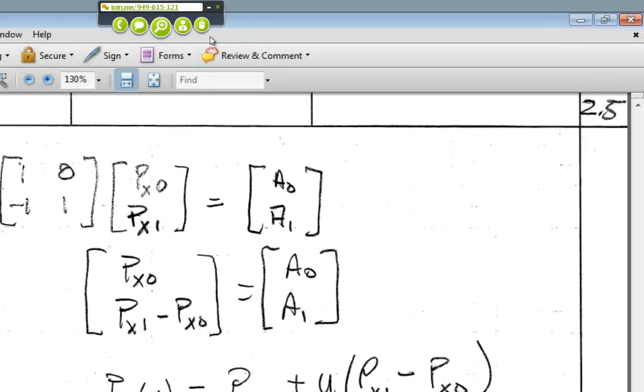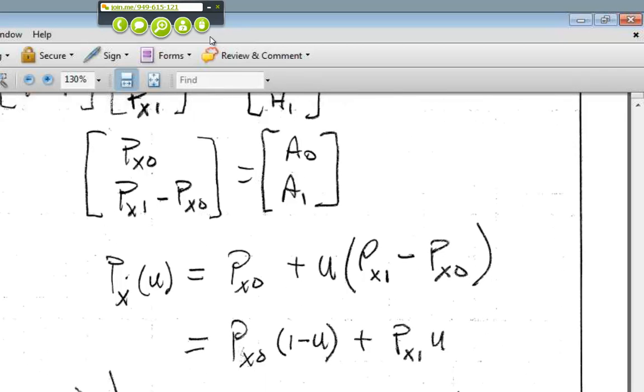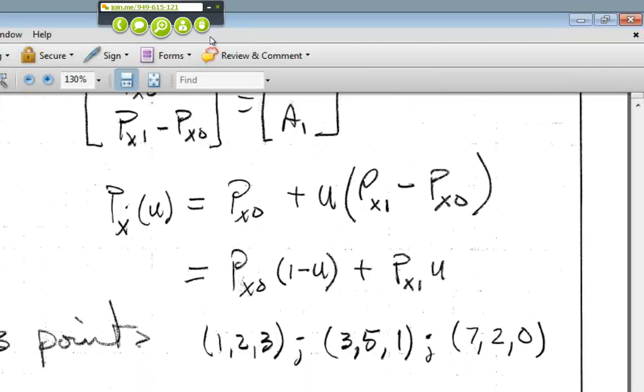And so it works. What if we're given 3 points? So those are the 3 points: 1, 2, 3; 5, 3, 5; 1, 7, 2, 0. How do we set up that problem? So here's our equation: 1, u, u squared, times a naught, a1, a2. What do we know again? Well, we know the P's. We can figure out what the U's are. We don't know the A's.